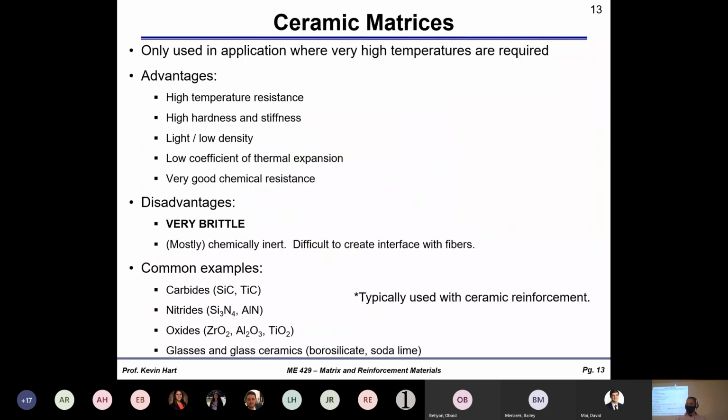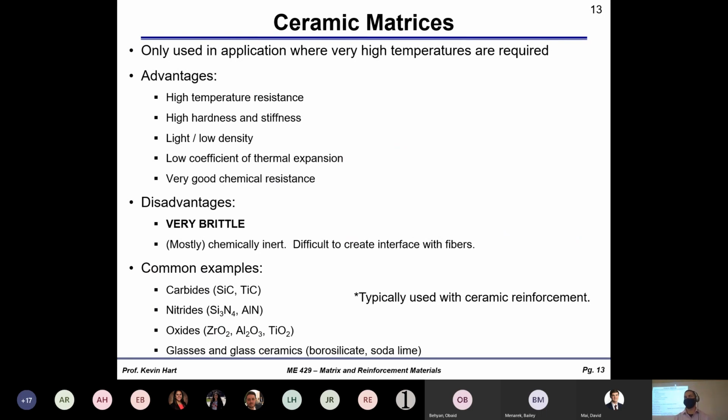All right. Lastly, of your matrix materials, the ceramic matrices. Ceramic matrices are useful in very niche applications where you're requiring high temperature resistance. So advantages here for ceramic matrix: high temperature resistance, high hardness and stiffness, low density, so they're on par, some of them, with the density of polymers, which is good. Low coefficient of thermal expansion, again, this is a thermal benefit. And really, really good chemical resistance, better than the thermosets generally.